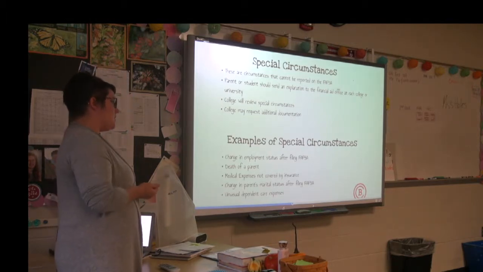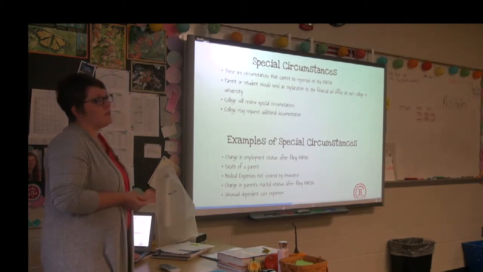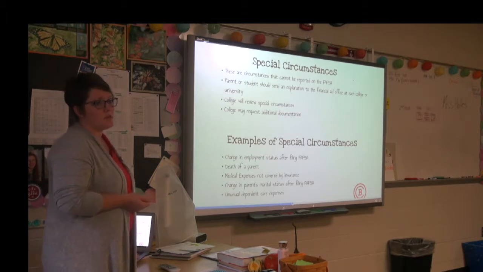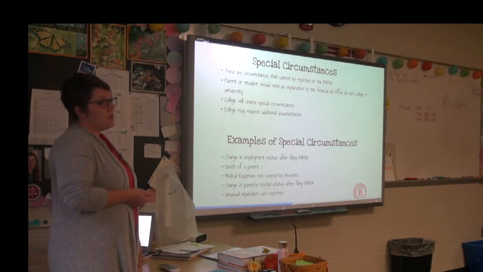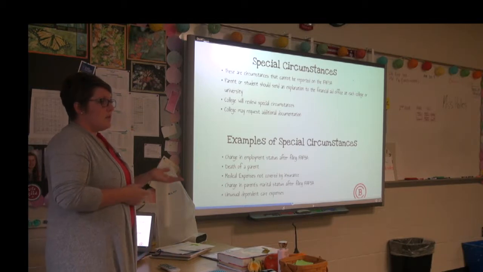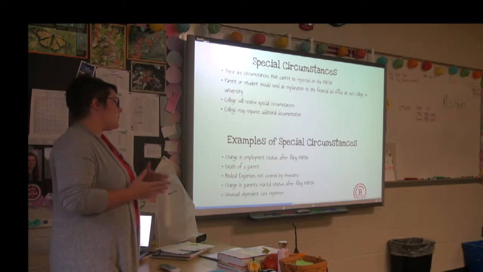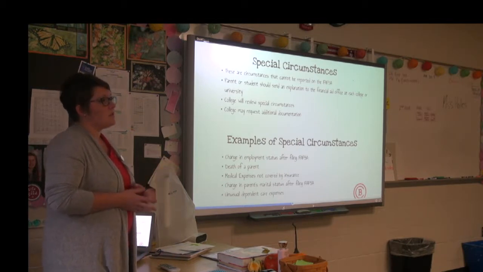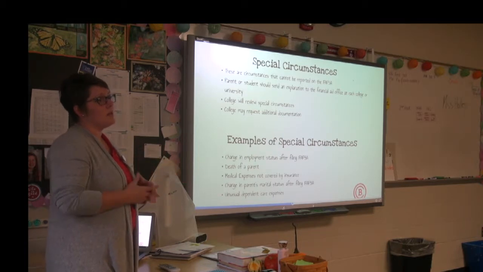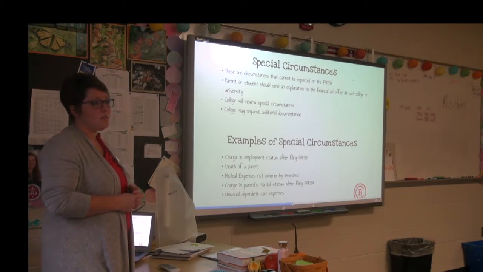Also, I did say that's a change in marital status after filing the FAFSA. That's something that you would want to talk to the financial aid office about as well. In the case of a divorce, if you filed the FAFSA and parents were married and then they divorced, the school has the ability to separate the income and only use the income of the parent you're living with to determine your EFC.